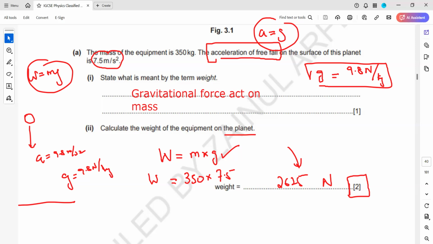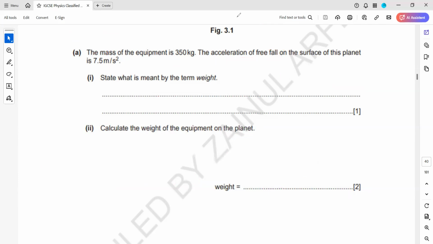Is it necessary to show the working in the question? Either you show the formula or you show a substitution in the formula. For example, if one student just writes 350 times 7.5, he will also score the mark. But if you directly write the answer, like 2625 newtons, you will score 1 mark. So either show a substitution in the formula or use a formula.